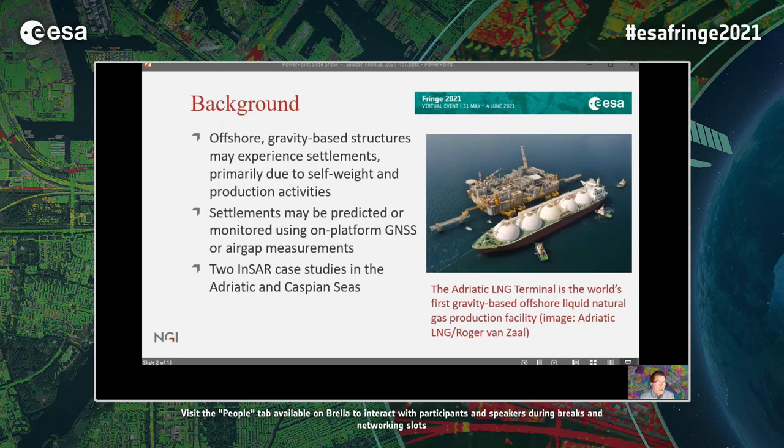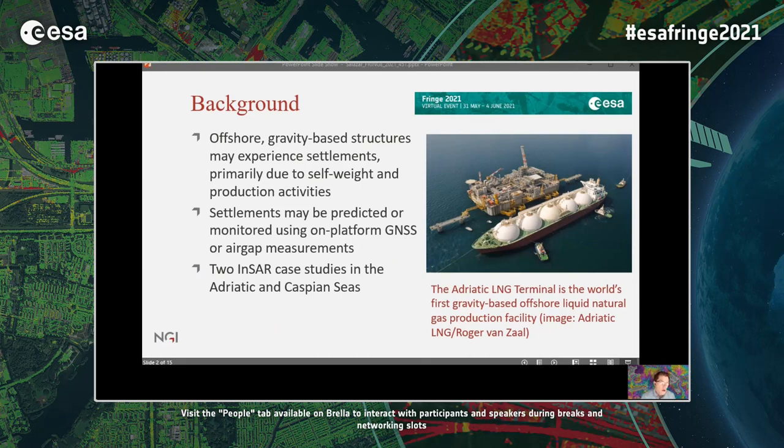First, a little background. There are offshore structures in all parts of the world with many different foundation types. In this case, we are talking about gravity-based structures that are fixed to the seafloor with permanent foundation systems. These are typically some of the largest offshore structures, and they are highly instrumented throughout the operational service life. Some structures may experience settlements due to self-weight or due to nearby production activities. Settlements may be predicted as well as directly monitored on the platform using, for example, continuous GNSS measurements or air gap measurements between the platform and the sea surface.